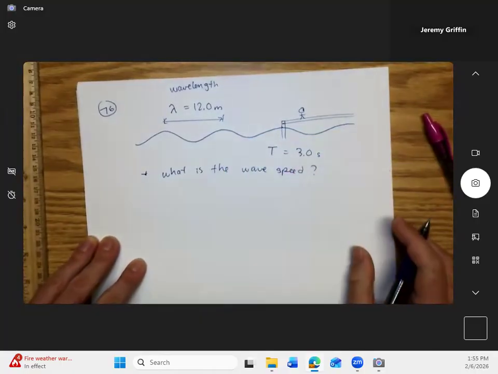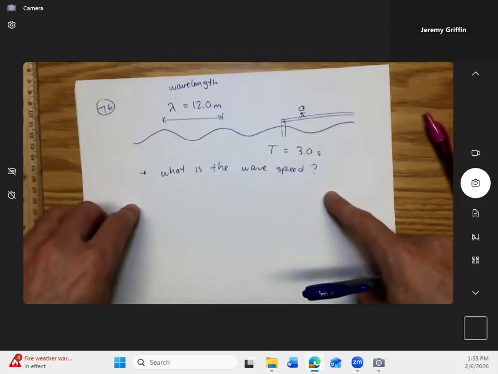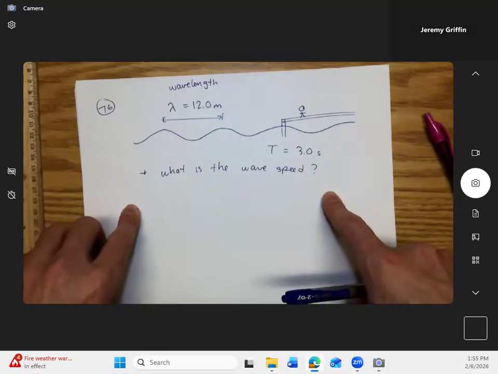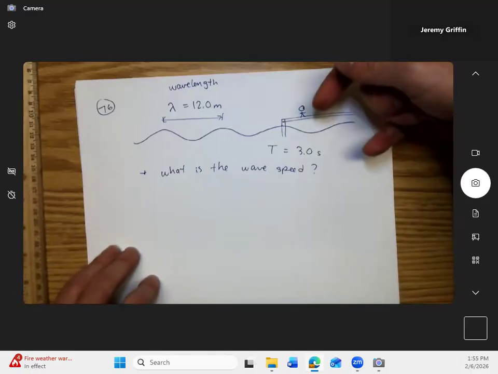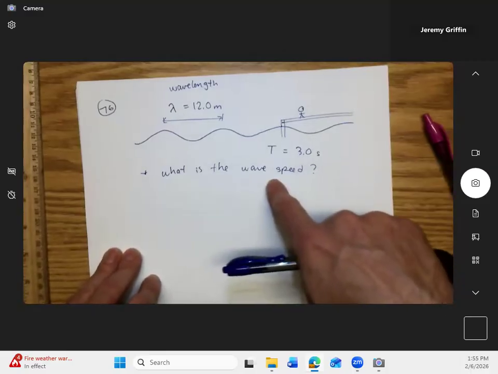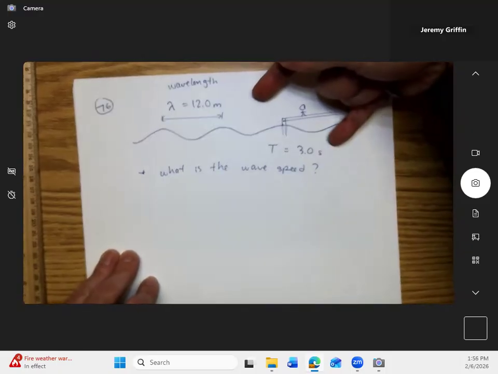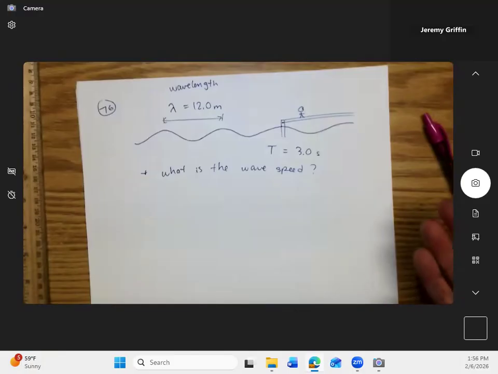What is wave speed? Now you might be able to get it just by looking at the numbers I wrote down. Can anybody look at it and realize what the answer is? Think about units. What's the unit for speed? Meters per second. Do you see some meters and some seconds going around? 12 meters over 3 seconds, 4 meters per second. So the answer has to be 4 meters per second.